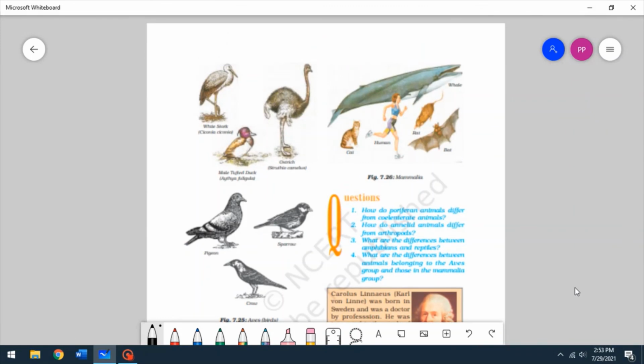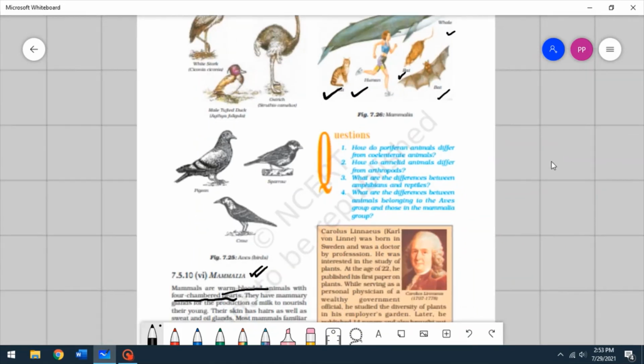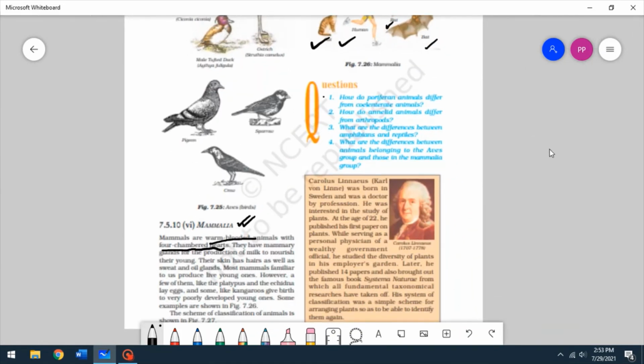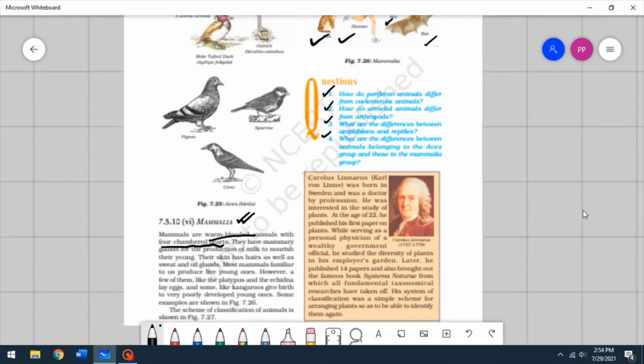Humans, cats, dogs, bats, rats, whales, they're all mammals. Whales are also mammals, contrary to many people thinking they're fish, but sharks are fish, whales are mammals. Whale is one of the very few mammals that lives in water. We have 4 questions here that I expect you to answer on your own.